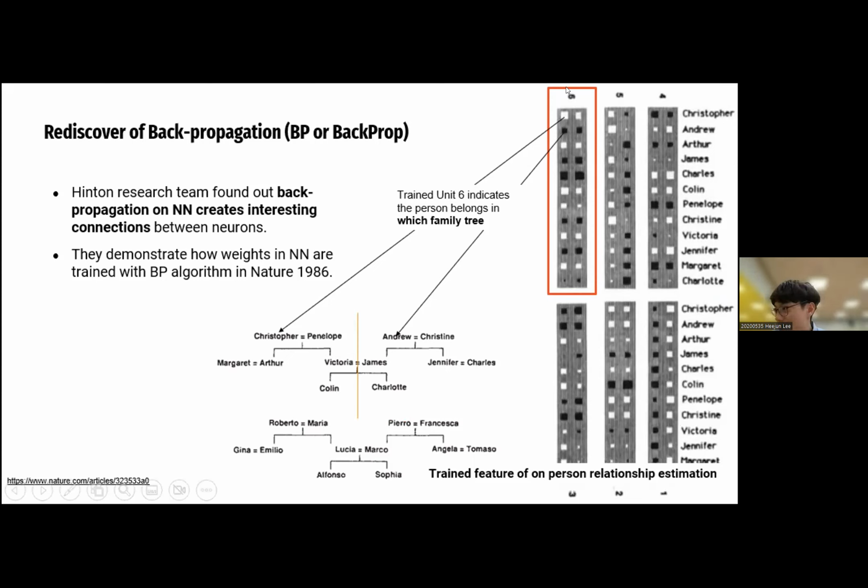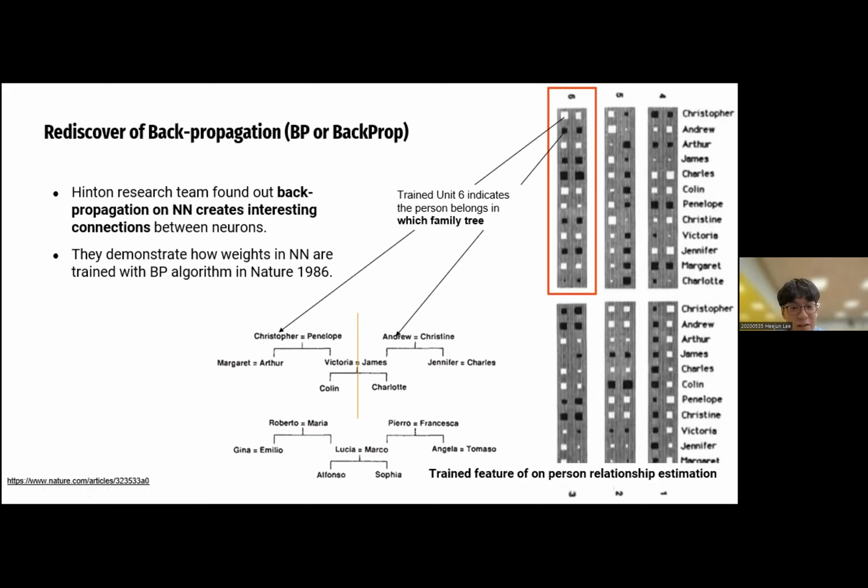On the right side of this slide, you can see the actual trained weights. In the trained unit number six, you can see the neural network could train Christopher to belong on the left side of the family tree. This neural network was trained to predict the relationships between people. So the neural network compared Christopher and Andrew, and it trained Christopher as being on the left side and Andrew as belonging to the right side, because they are far apart in relations. And this shows a very interesting result.